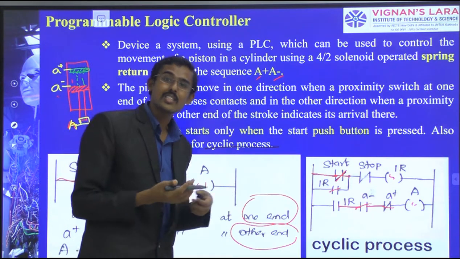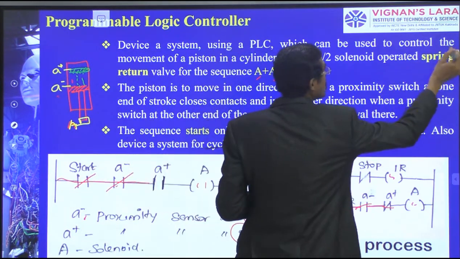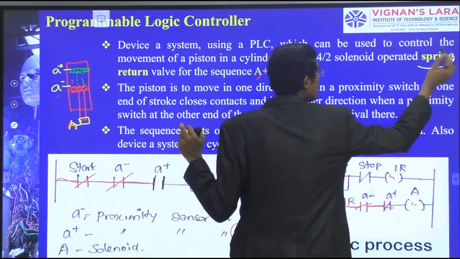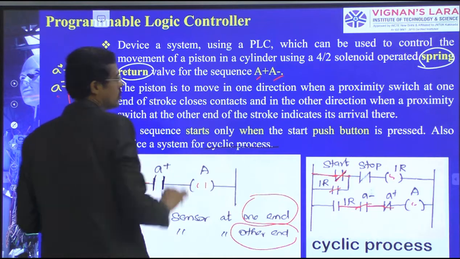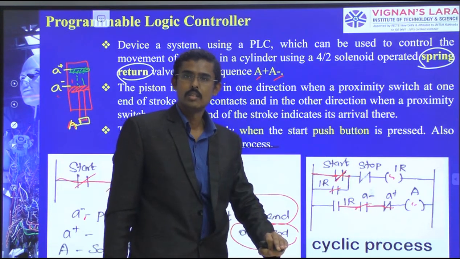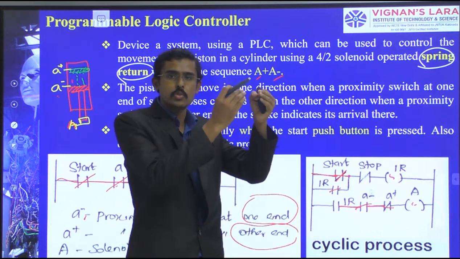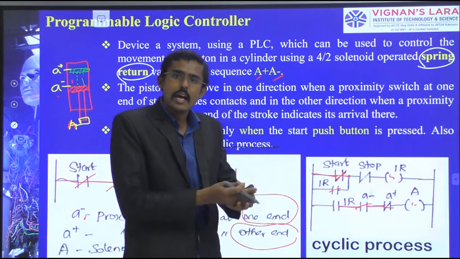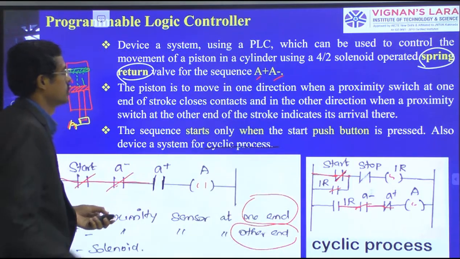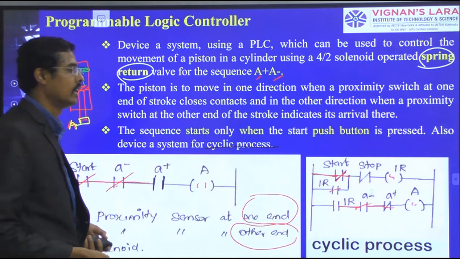This is a spring return solenoid. See, I have told you it is a spring return. When it is a cyclic process and it reaches the A plus, automatically it comes down. It is due to spring action that it slowly comes down, and then slowly goes up. It is going to operate up and down. So that is how we can do one example.